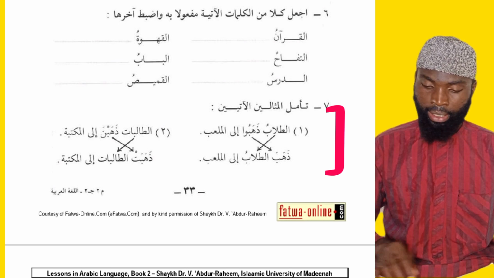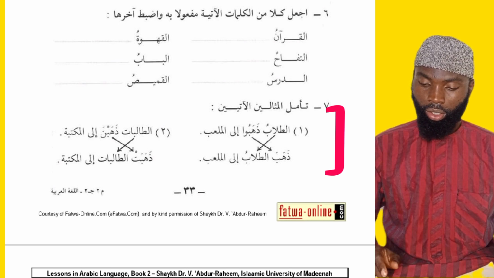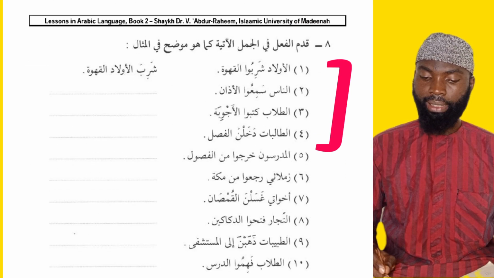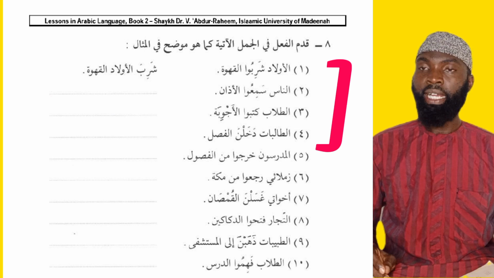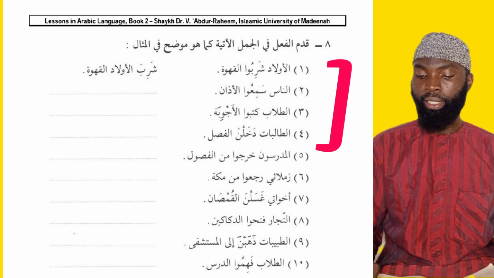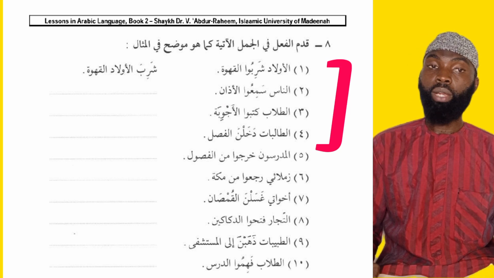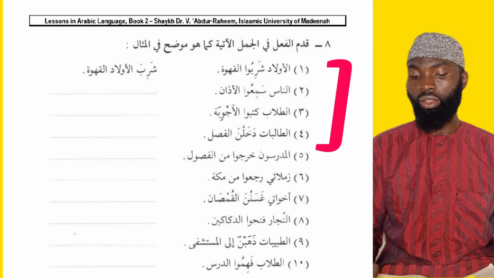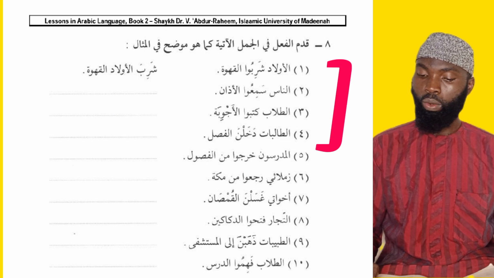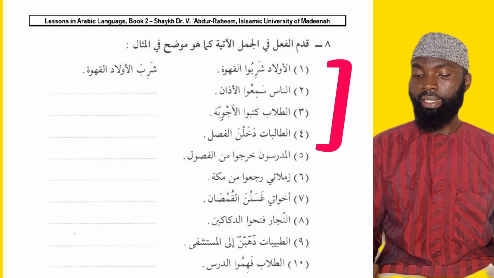The instruction says: "qaddimi al-fi'l fi al-jumali al-atiyah kama huwa mawdhuh fi al-mithal." Here we have an example. In example one, you can see that the noun comes before the verb. But on this side, the verb is brought forth first before the noun. We have to do the same to the other sentences.